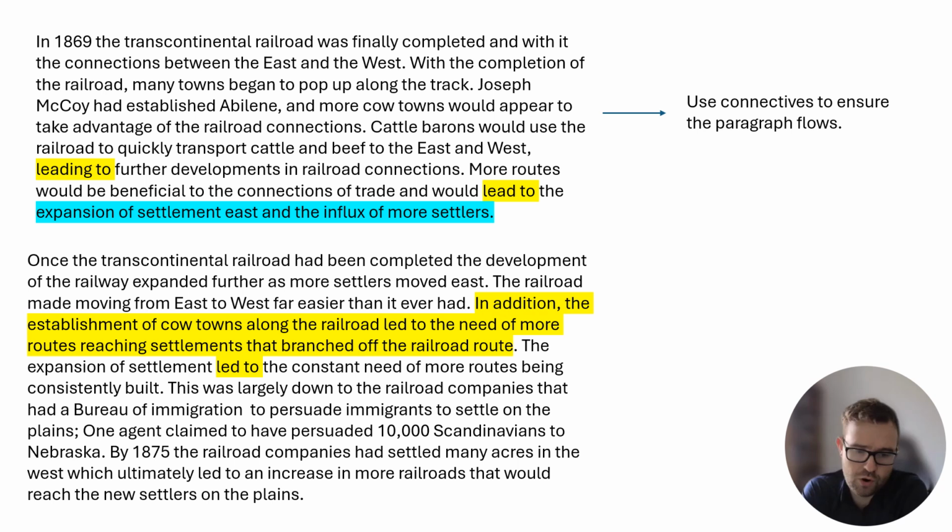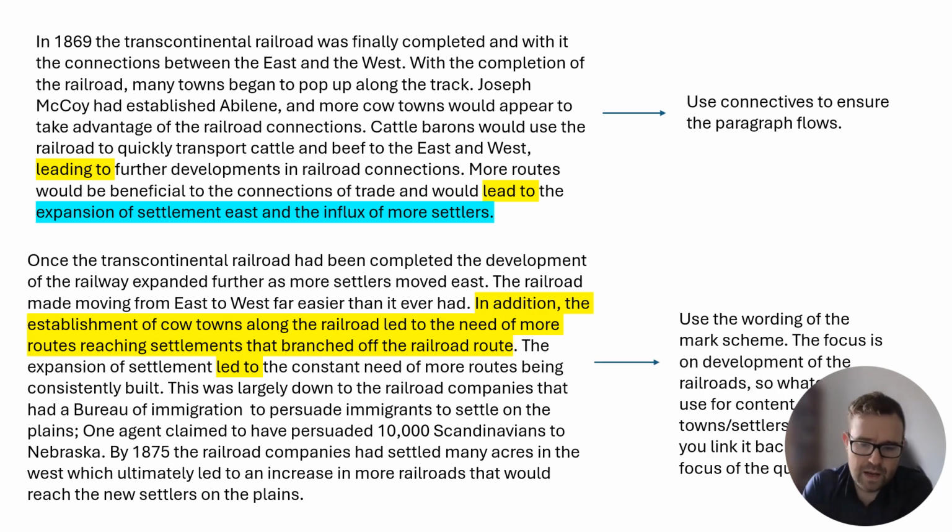So the AO1 is strong, and there are clear links to the development of the railroads. It's consistent throughout 3 paragraphs, so that would definitely be high level 3. 8 out of 8 many would give it. Some might be mean for the lack of consistency, which might drop it to a 7 out of 8, but it's still a strong level 3 answer. And it uses the wording of the question.